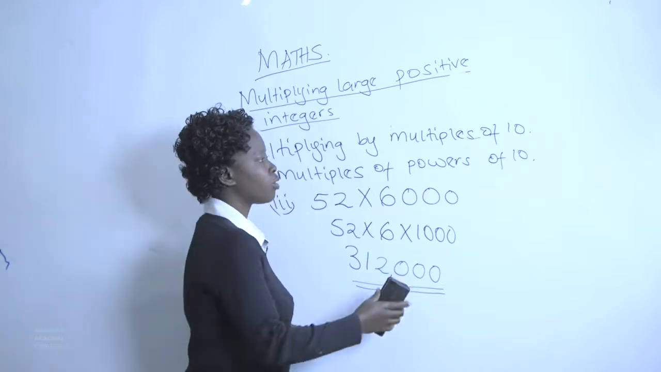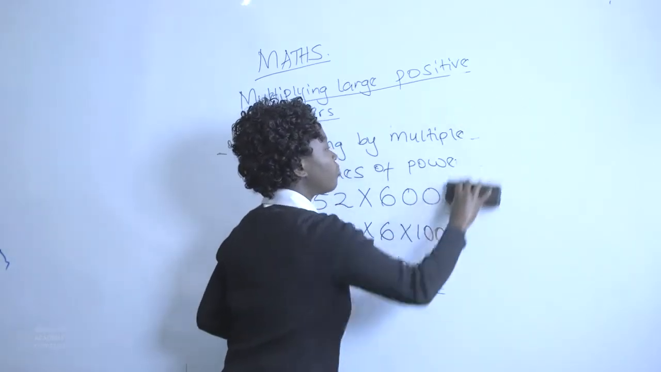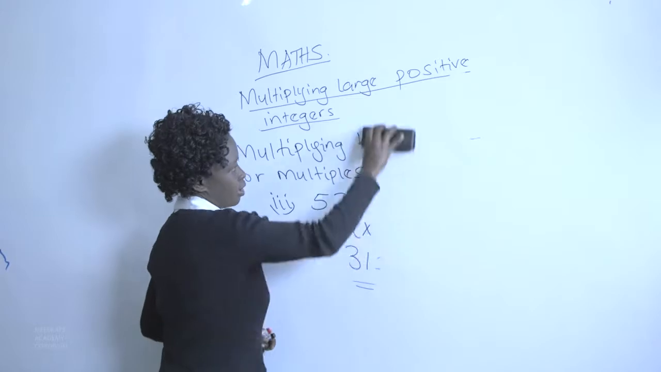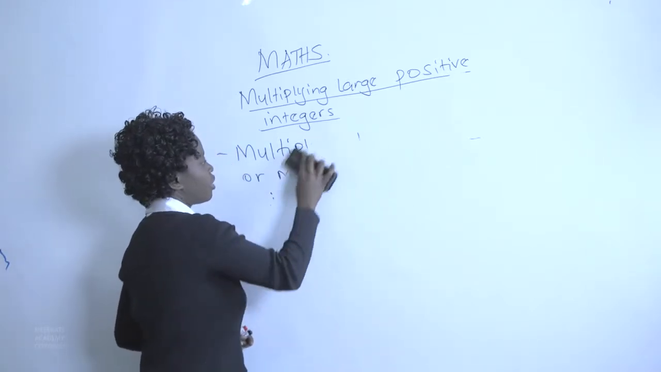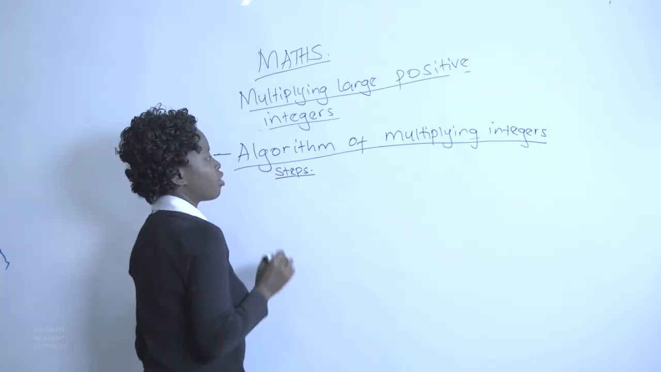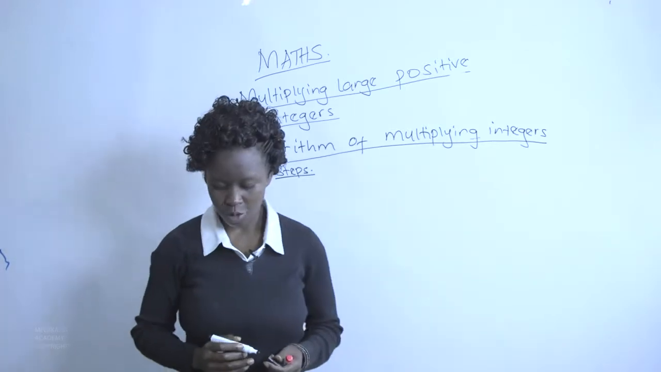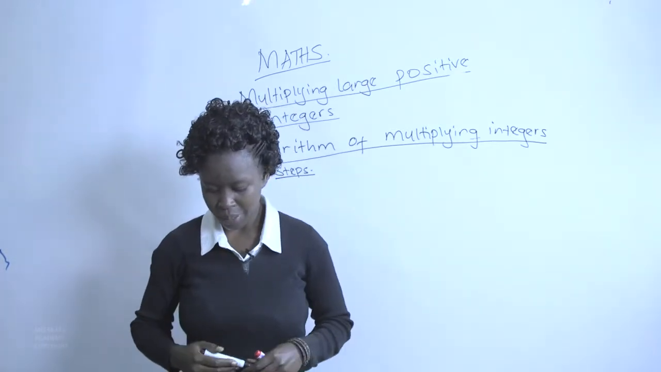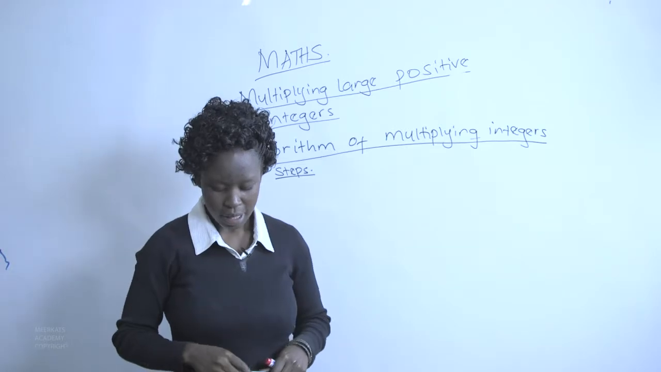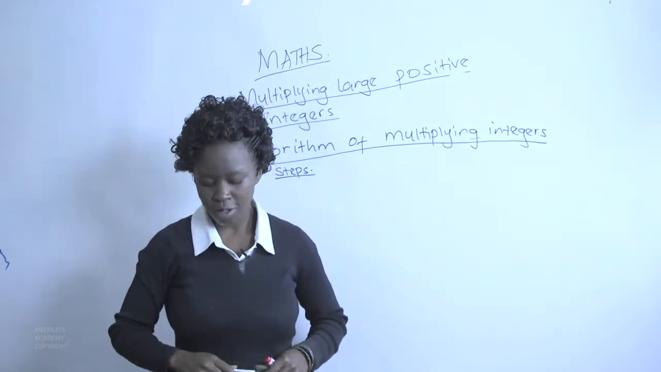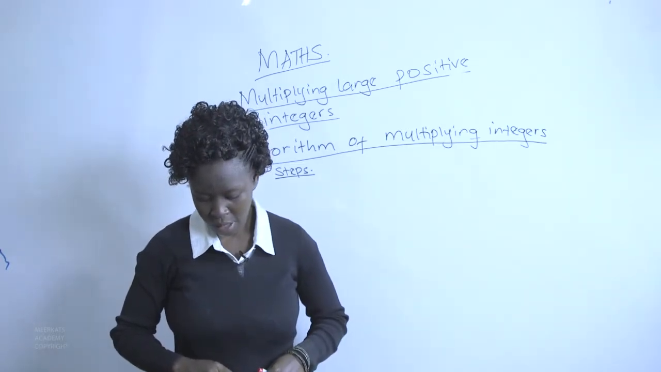Another suitable method that can be used in multiplying large positive integers is the algorithm of multiplying the integers, and this involves the following procedure.